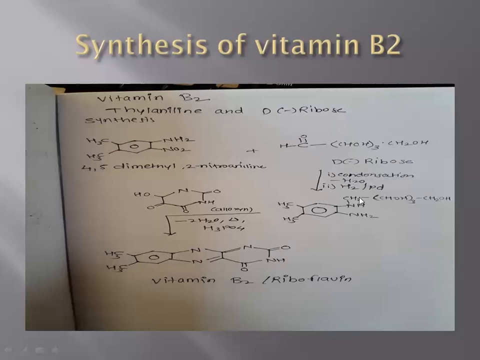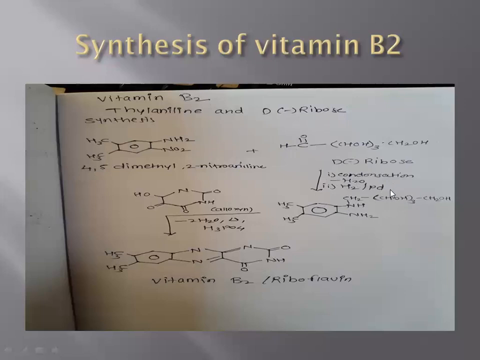After that, our next reaction is what? That carbon will attack on this nitrogen atom. So finally, we will get this type of compound. One hydrogen from nitrogen is already removed, and from CH2, O and H both are removed. So finally, our D-ribose is condensed with this reactant.